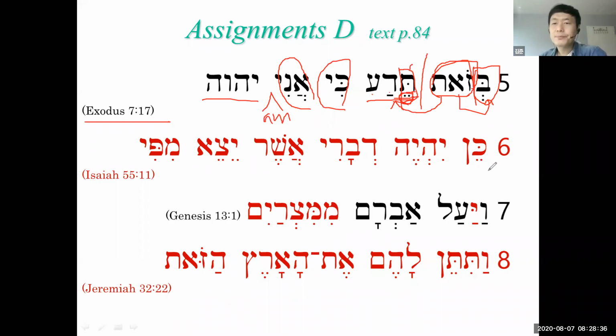Number 6. Thus, does. Good job, Evel. What is this? Looks like Adonai? No. In order for this one to be Adonai, this one should be Vav, as you can see here. So this one is not. What is this? This is a verb.